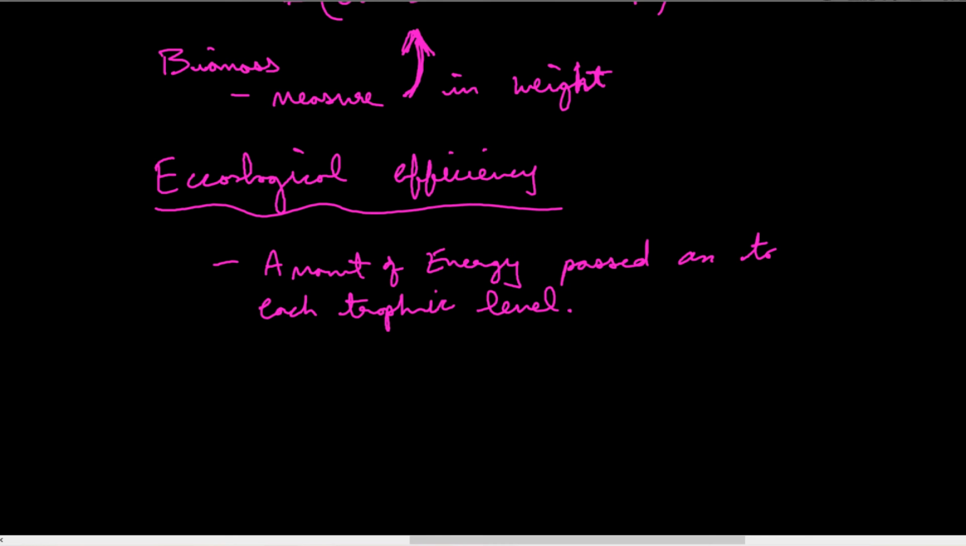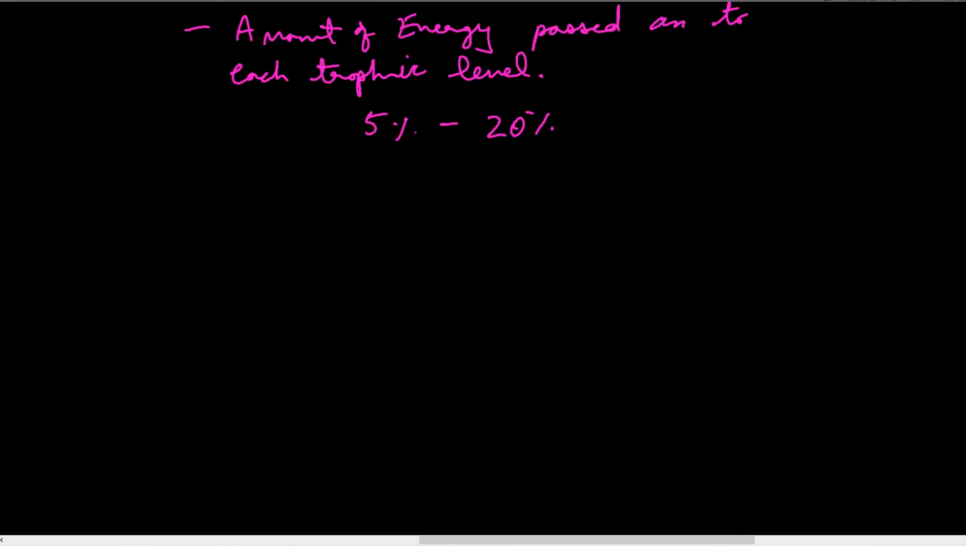Now, if I remember correctly, and this number may have changed since I learned it, the amount of energy that's usually passed on is between 5 and 20%, depending on what level you're at. Obviously, it's going to start getting less and less. So, you'll usually see a pyramid of sorts. Yeah, that's a horrible pyramid, but we're going to go with it.